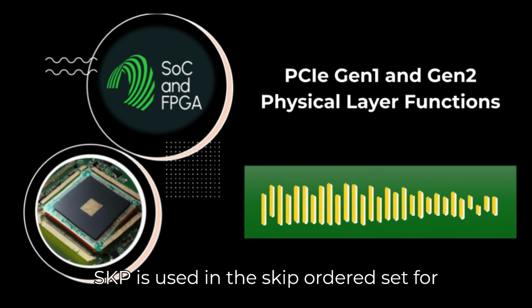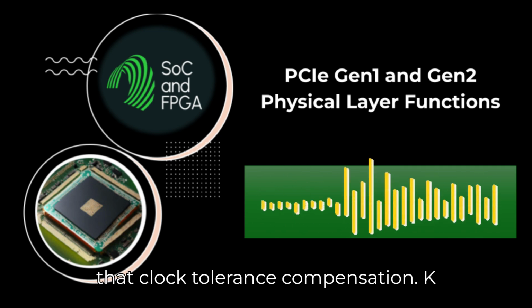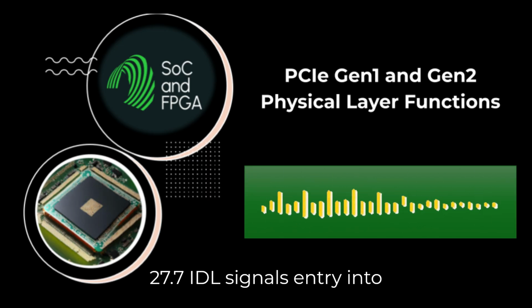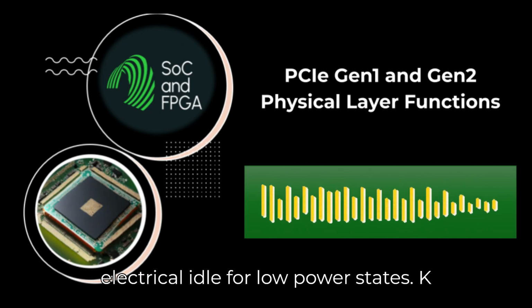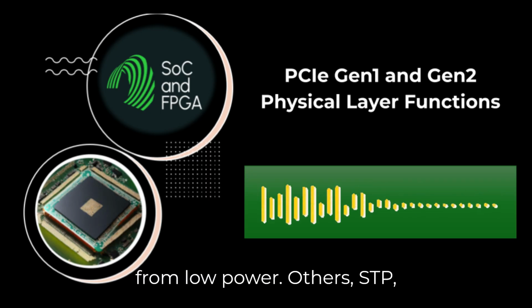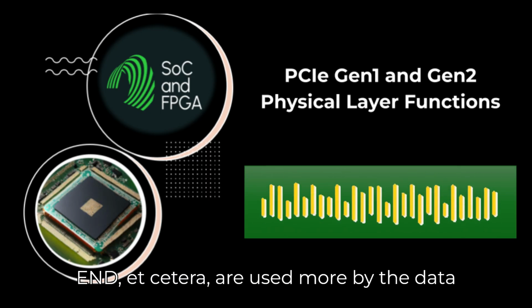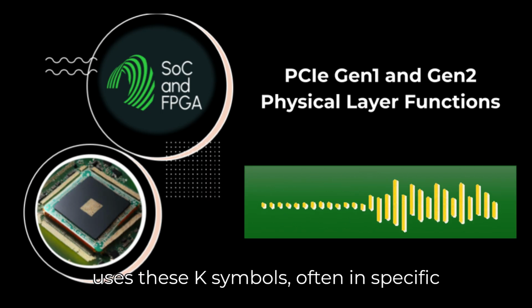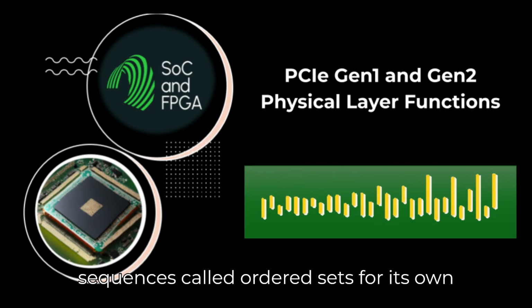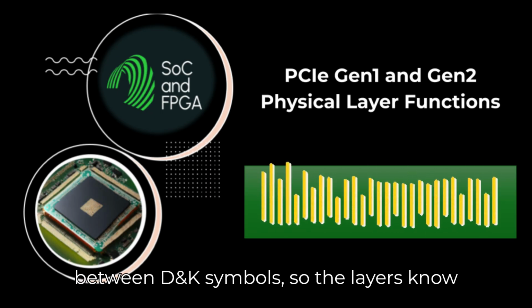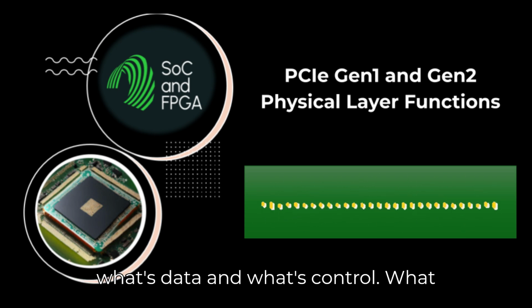K28.0, SKP, is used in the skip ordered set for that clock tolerance compensation. K27.7, IDL, signals entry into electrical idle for low power states. K28.3, FTS, is for fast recovery from low power. Others, STP, END, etc., are used more by the data link layer for packet framing. So the PHY uses these K symbols, often in specific sequences called ordered sets, for its own control messages. Exactly, and the interface, like PIPE, distinguishes between D and K symbols, so the layers know what's data and what's control.